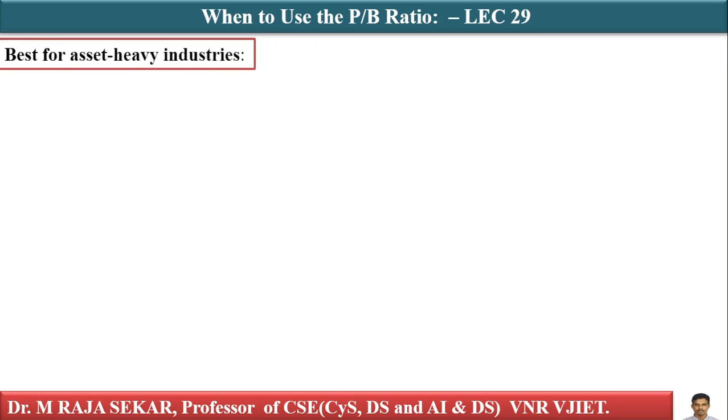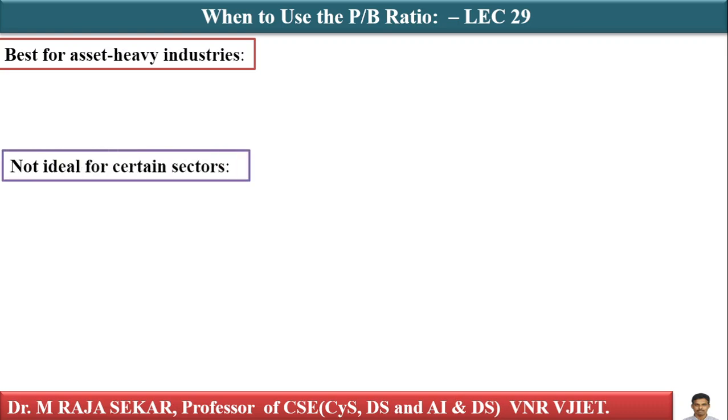When to use P by B ratio? Best for asset heavy industries. It works well for industries like banking, real estate or manufacturing, where assets are a key part of the business. Not ideal for certain sectors. It may not be useful for technology or service based companies, where intangible assets like intellectual property or brand equity are significant but not reflected in the book value.